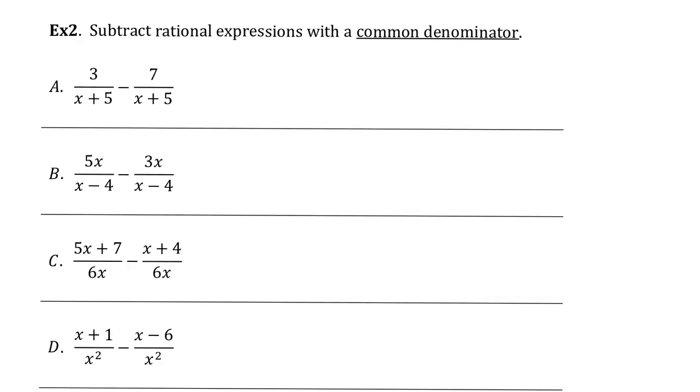Okay, example 2, we're going to subtract rational expressions, and they are going to have a common denominator for us. So on this one, I can see that for A, it's 3 over x plus 5 minus 7 over x plus 5, which is great because they both have a common denominator of x plus 5. Okay, and then just be careful because I'm doing 3 and I'm minusing 7. So 3 minus 7 is negative 4.